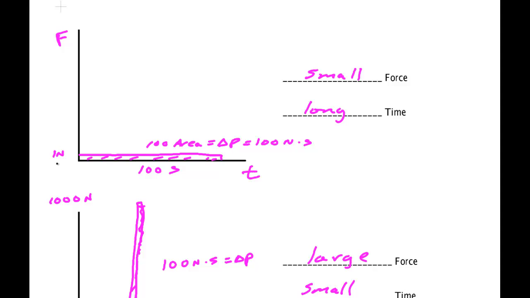When you jump and land on your feet, your knees bend. This increases the time and decreases the force. So, seat belts, airbags, all of these safety devices are simply time extenders.